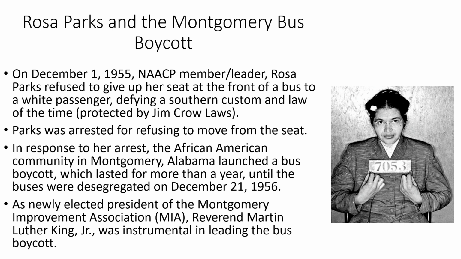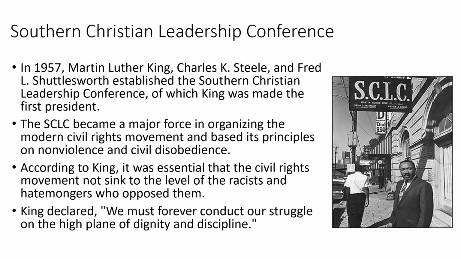So we just discussed Dr. King's involvement in Montgomery. In 1957, Dr. King, Charlie Steele, and Fred Shuttlesworth established the Southern Christian Leadership Conference, of which King was made the first president. This is a really robust group. In fact, this group is going to lead to splinter organizations, which I'll talk about as we move forward today.